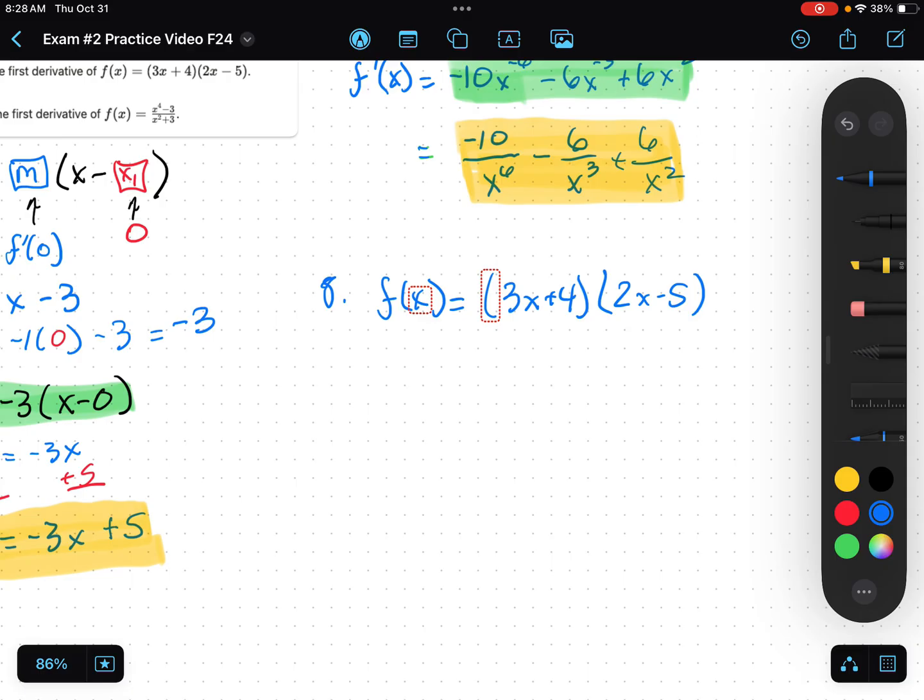The short version of the product rule that I usually use for students is the first function, 3x plus 4, I just call that u. And the second function, 2x minus 5, I call that v. And then I get organized. U equals 3x plus 4, and v equals 2x minus 5. And then my derivative for the u part is just 3, and my derivative for the v part is 2.